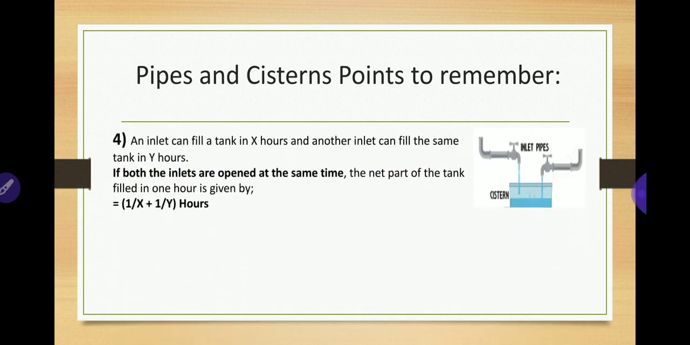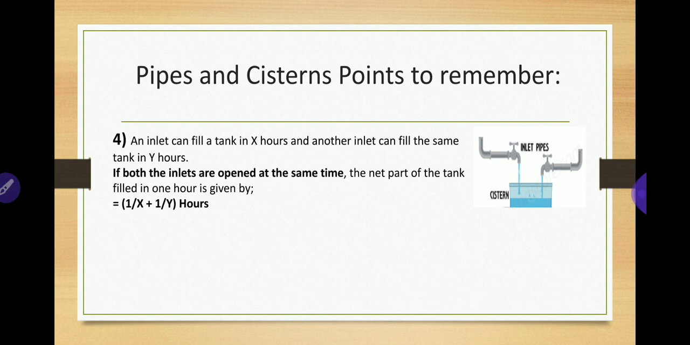Next, if an inlet can fill the tank in x hours and another inlet is also there which can fill the tank separately in y hours, individually these have capacities of x and y hours to fill the tank. If both the inlets are open at the same time, the net part of the tank filled in 1 hour will be 1 upon x plus 1 upon y.